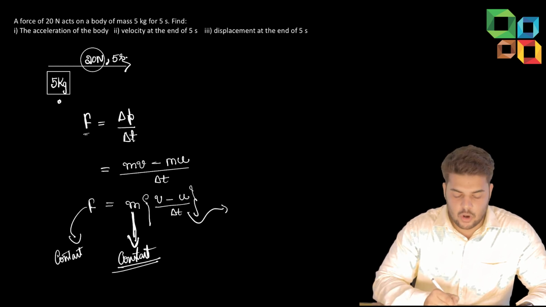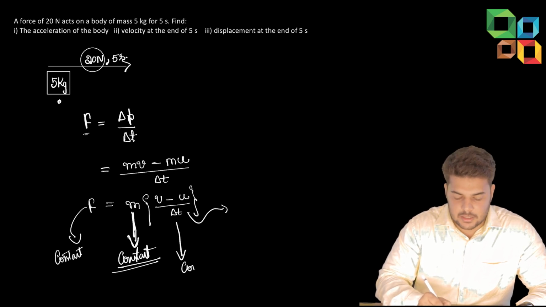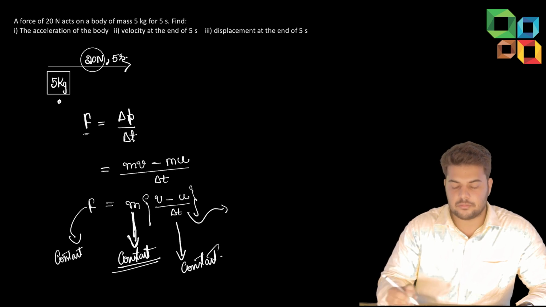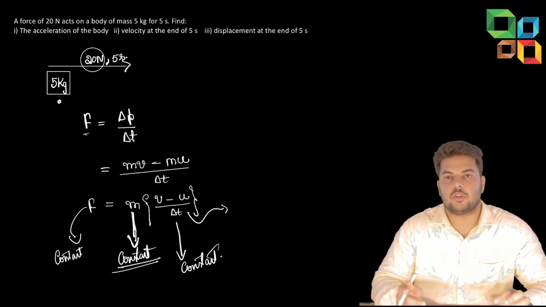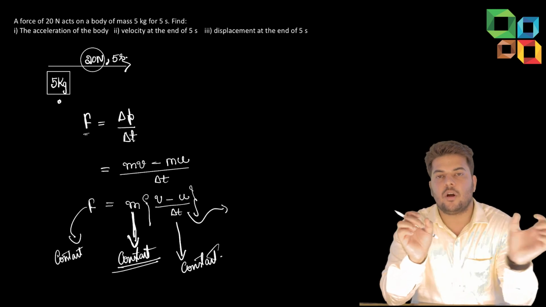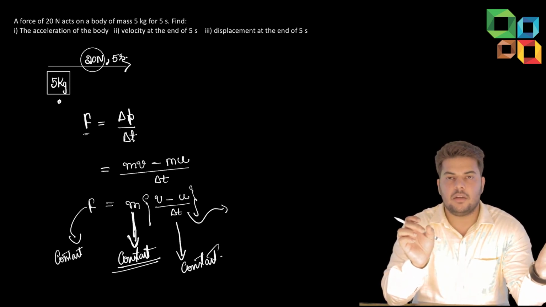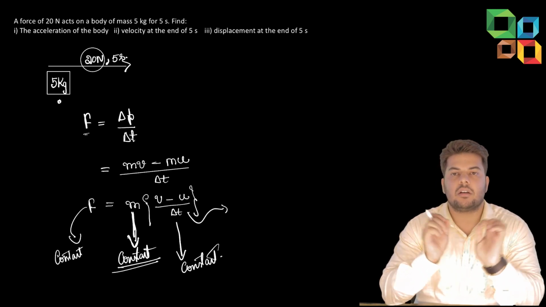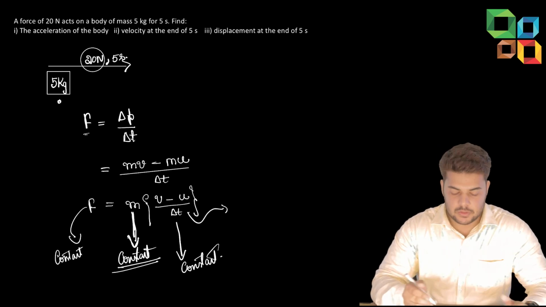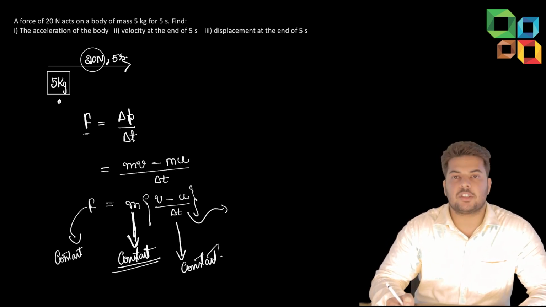So constant is equal to constant times constant, isn't it? This quantity over here also has to be a constant. Otherwise, it would not work out. So constant times a variable will not be a constant, right? Constant times a constant is a constant. So this quantity over here must also be a constant.